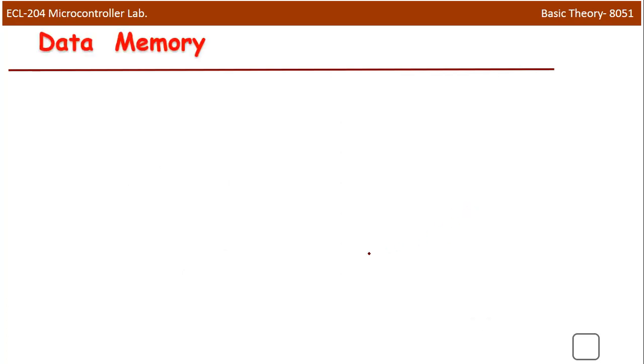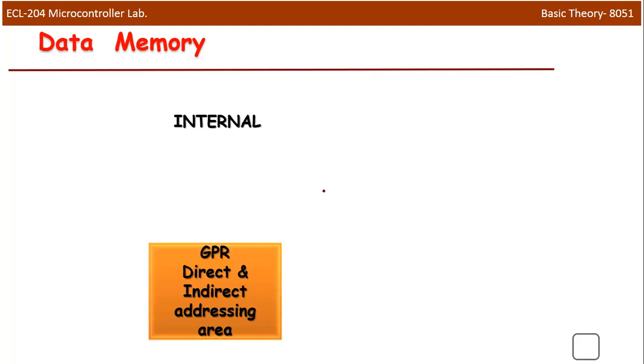Now we'll come to another important part, the data memory or RAM organization of 8051. Again we need to discuss two concepts, internal and external. First we will discuss internal. In the case of 8051, the internal RAM is also known as general purpose RAM, and the addressing modes used for accessing it are direct and indirect addressing. The size of the general purpose RAM is 128 bytes. Each memory location can hold 8 bits, and there are 128 locations in total.